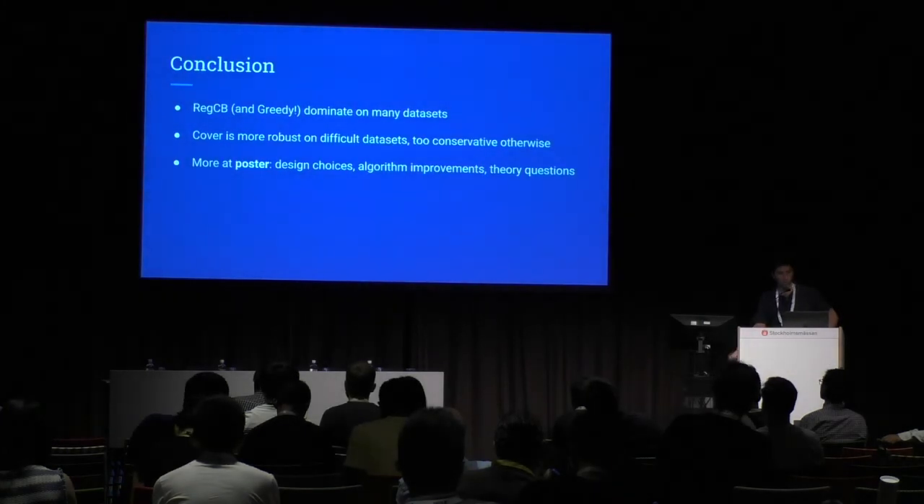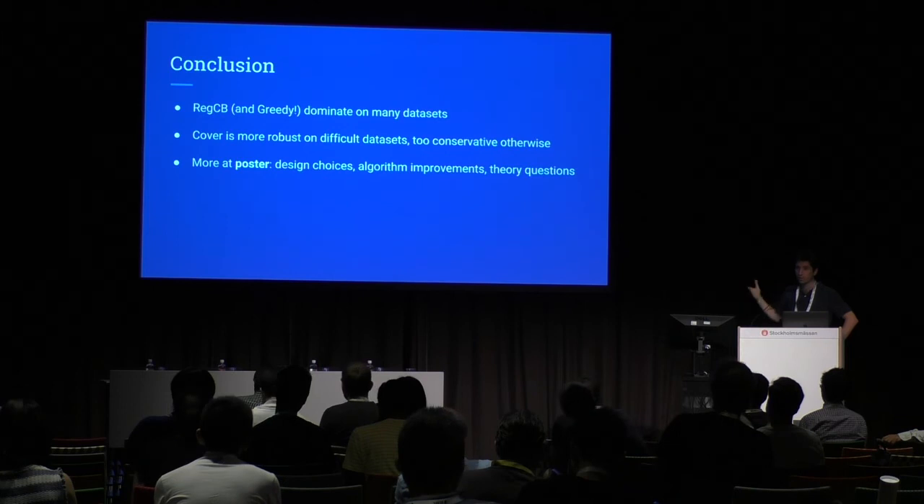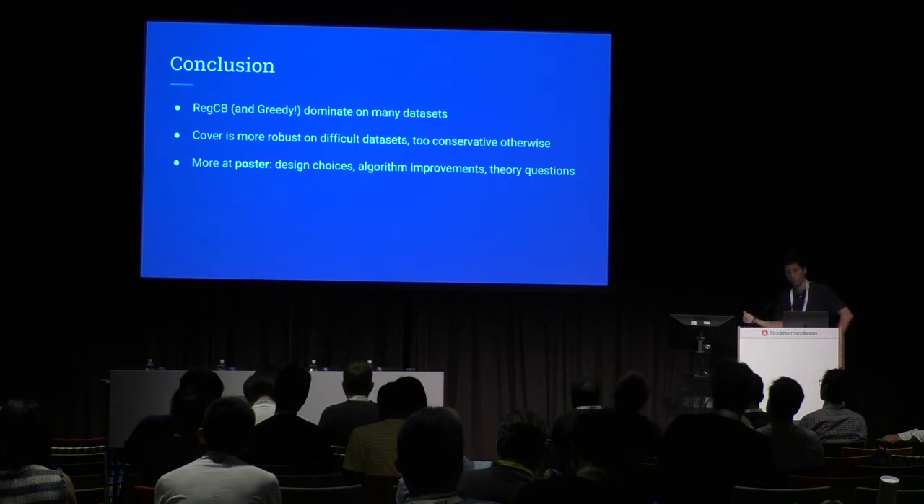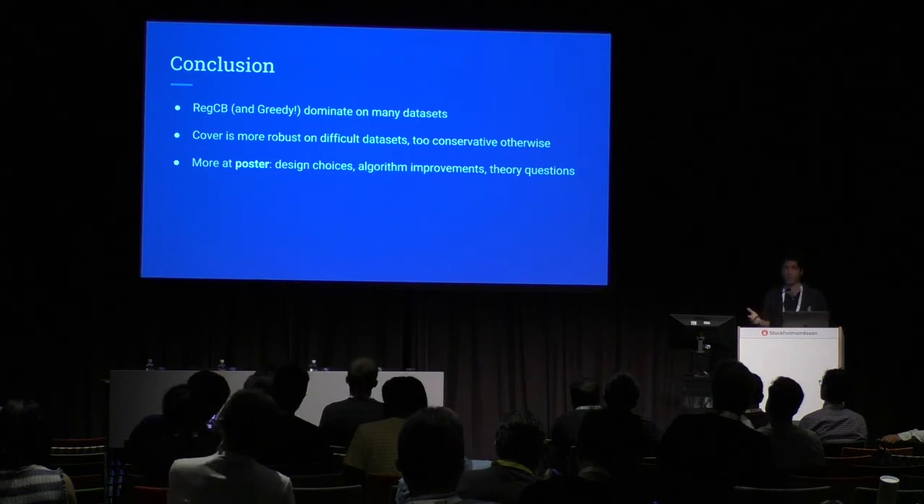So just some conclusions: we've seen that there are some methods, even greedy, that can actually work very well on some easy data sets because they make strong modeling assumptions. And we have these more robust algorithms that work well on difficult problems, but they're often too conservative, and this raises a lot of theoretical and practical questions about how we can make exploration more efficient.